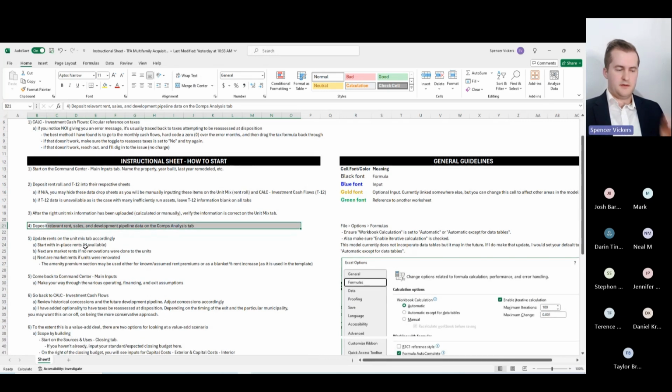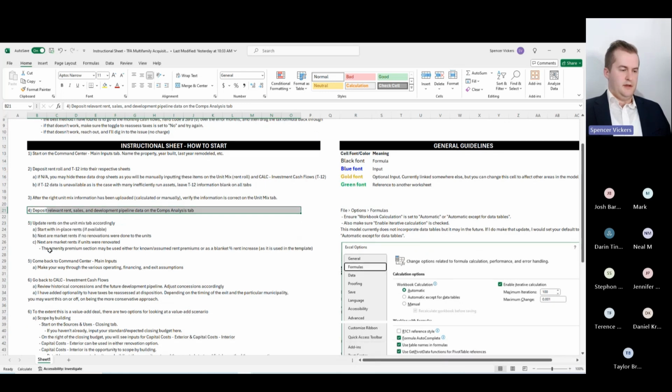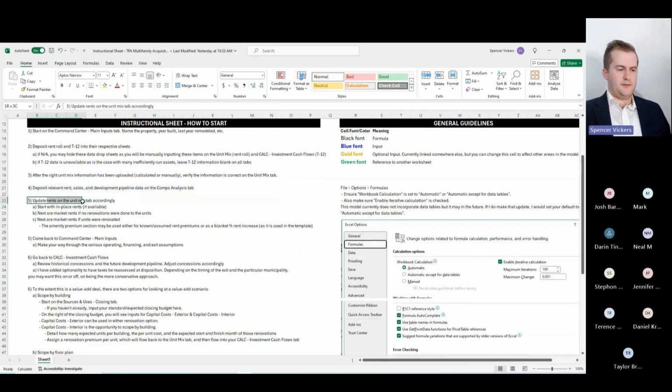So once I've taken a look at the rent and sales comps and the development pipeline, then I would go and update the rents on the unit mix tab. If you don't have a rent roll, then you could go to the unit mix tab and plug in place rents based on whatever information the broker has given you, or whatever you can find from the operator's website, or just a conservative assumption based on surrounding rent comps and whatnot. Then you would do your market rents for the non-renovated units, and then the market rents for the renovated units. So that's going to give you your mark-to-market opportunity and your renovation premium.